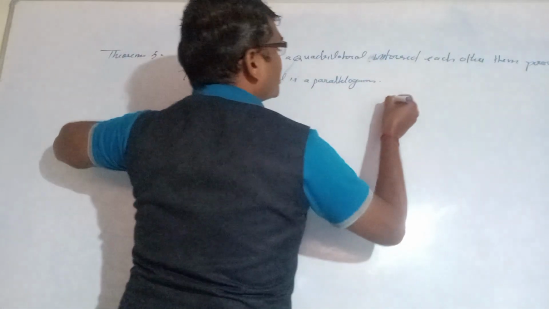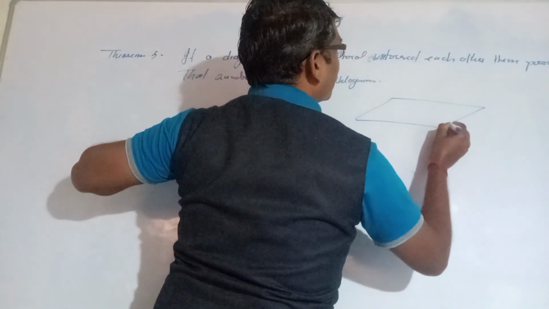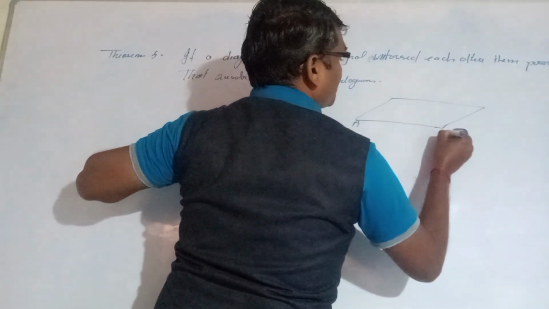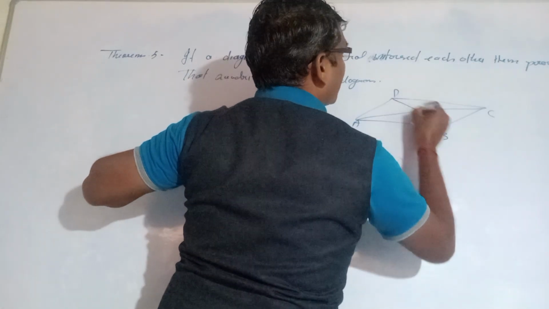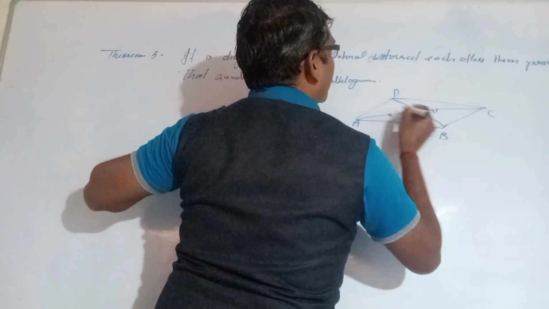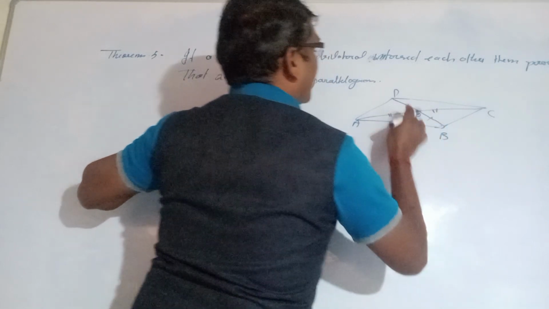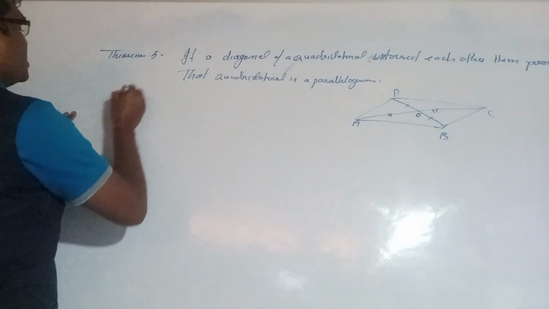So suppose that we have drawn a figure of quadrilateral ABCD, and the diagonals AC and BD intersect at O. So AB is equal to... so given, we will write here what is given.